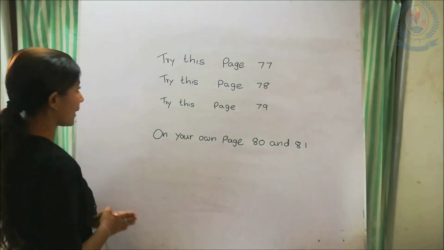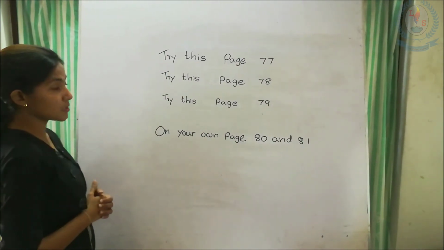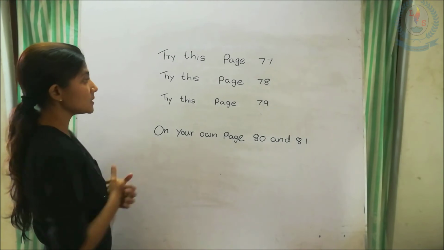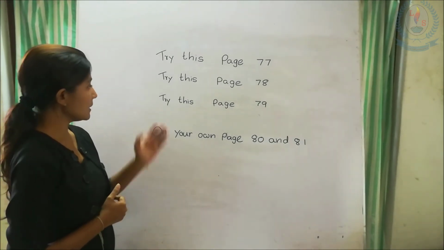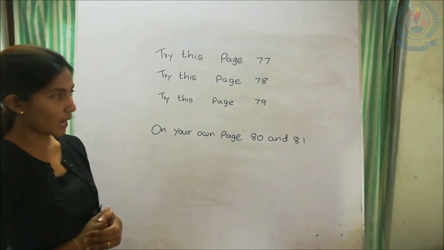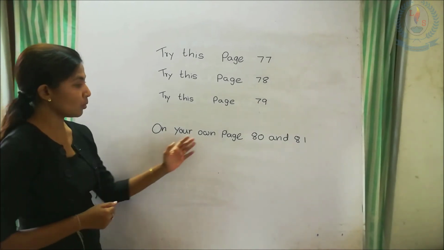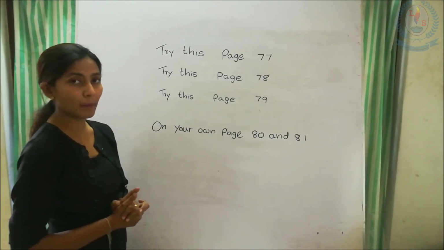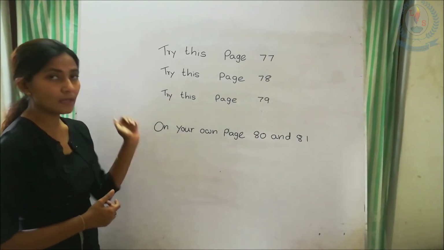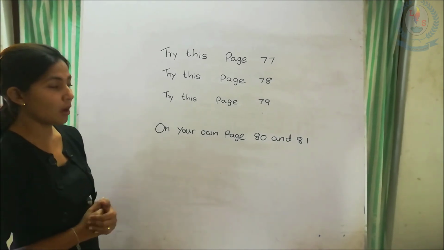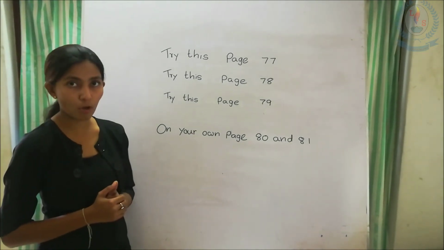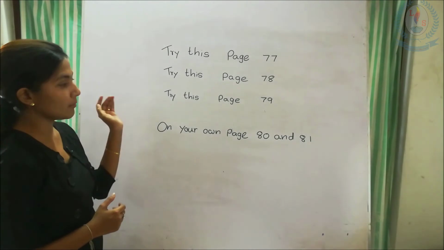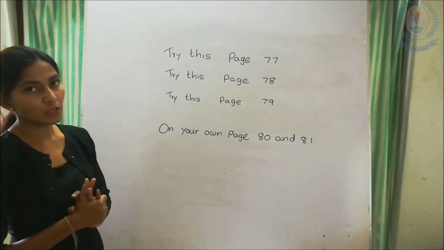Now you all can practice. Try page 77. Try page 78. Try page 79. And on your own, page 80 and page 81 exercises. This is relevant for adding and subtraction of length. So you all can cover up these exercises too.